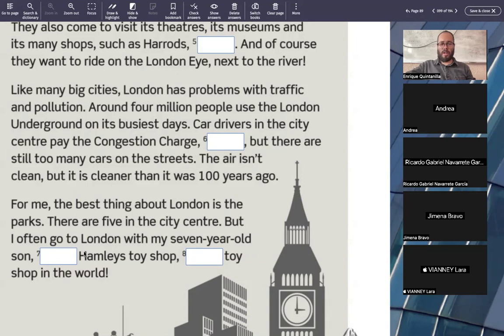Richard, for me. Yes, teacher. For me, the best thing about London is the parks. There are five in the city center, but I often go to London with my 7-year-old son. Hamleys, the top toy shop in the world.